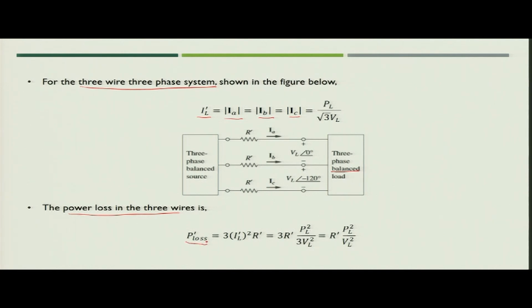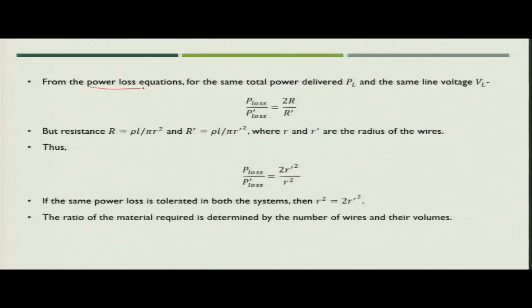So, the power loss in the case of 3 phase system will be 3 times the resistance of the wire R dash into IL dash square. Now, IL dash can be replaced by PL by root 3 VL. So, after simplification, the power loss in case of 3 phase system will become R dash into PL square by VL square. Now, from these two equations what we can say, P loss by P dash loss equal to 2R by R dash. So, P loss is for single phase, P dash loss is for 3 phase system. So, we say the ratio between P loss by P dash loss equal to 2R by R dash.